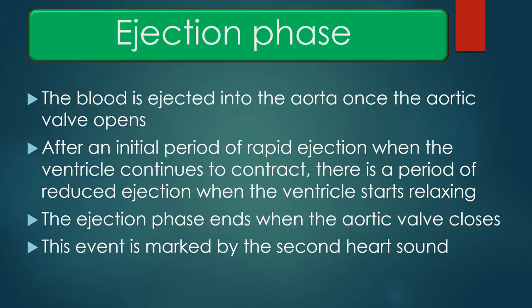Ejection phase. The blood is ejected into the aorta once the aortic valve opens. After an initial period of rapid ejection, when the ventricle continues to contract, there is a period of reduced ejection when the ventricle starts relaxing. The ejection phase ends when the aortic valve closes. This event is marked by the second heart sound.